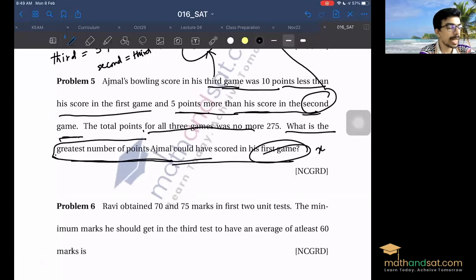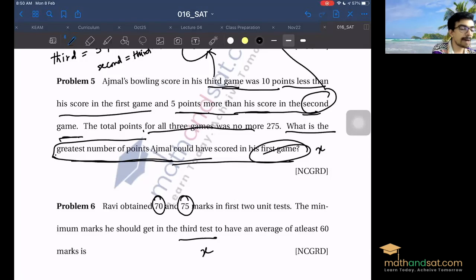Ravi obtained 70 and 75 marks in the first two unit tests. The minimum marks he should get in the third test to have an average of at least 60 marks is? Okay. So he has 70 and 75 in two exams. We are looking at an average of 60. So let's assume that in the third test it is X.